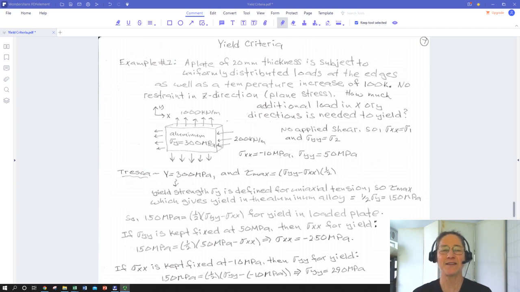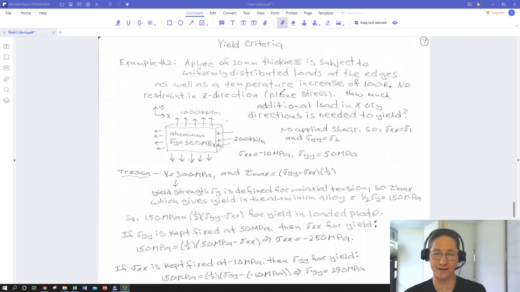Now we're going to apply this to a case where we have numerical considerations. So we've got an aluminum block. It's a plate, so it's much wider and taller than it is thick. We have fairly thin edges in this case, it's 20 millimeters thick, and we have some distributed loads along the edges. And we have some dimensions for it.